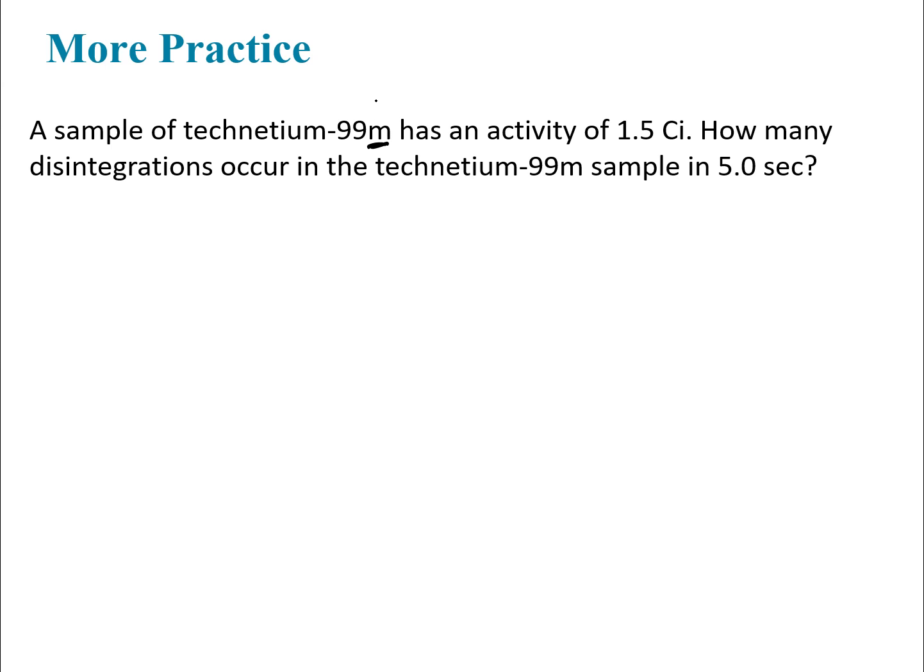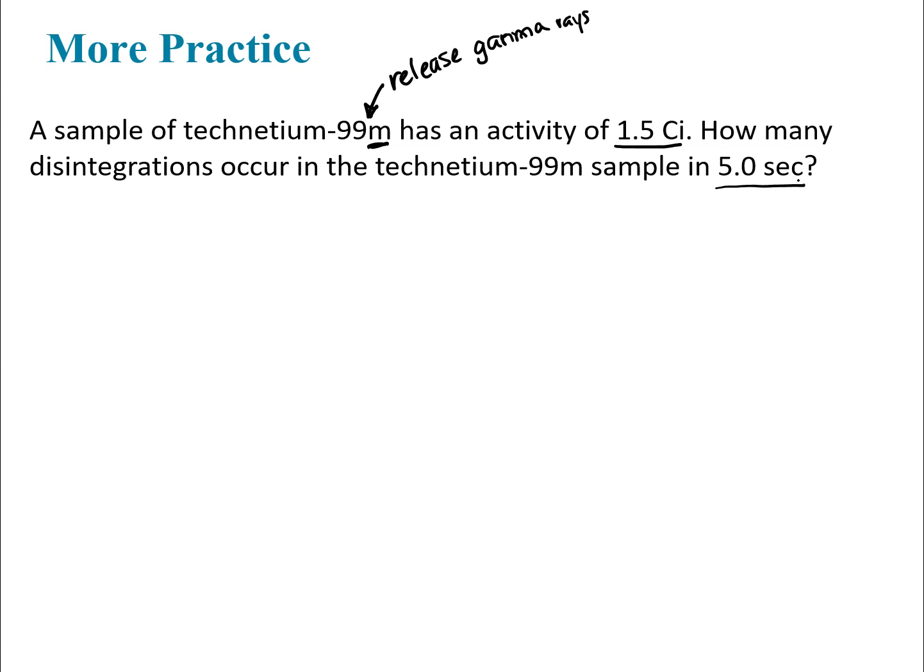And remember that M means that it's going to release gamma rays. So that's just a review. It has an activity of 1.5 curies. How many disintegrations occur in the technetium-99m sample in 5 seconds?